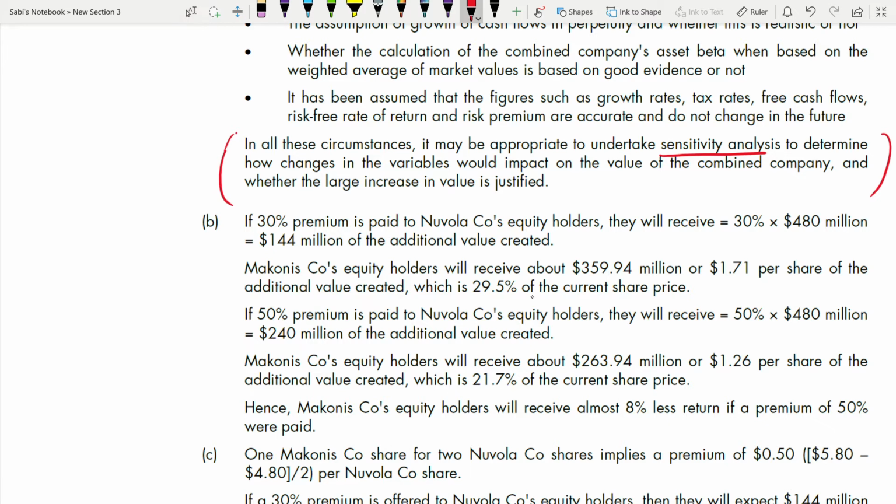If a 30% premium is paid to Nuvola's equity holders, they will receive, okay, who will receive? Nuvola will receive how much? 30% of 480 million, 144 million of the additional value created. Why 480? Because that is the value of Nuvola: share price into your current. Okay, we'll go and check.